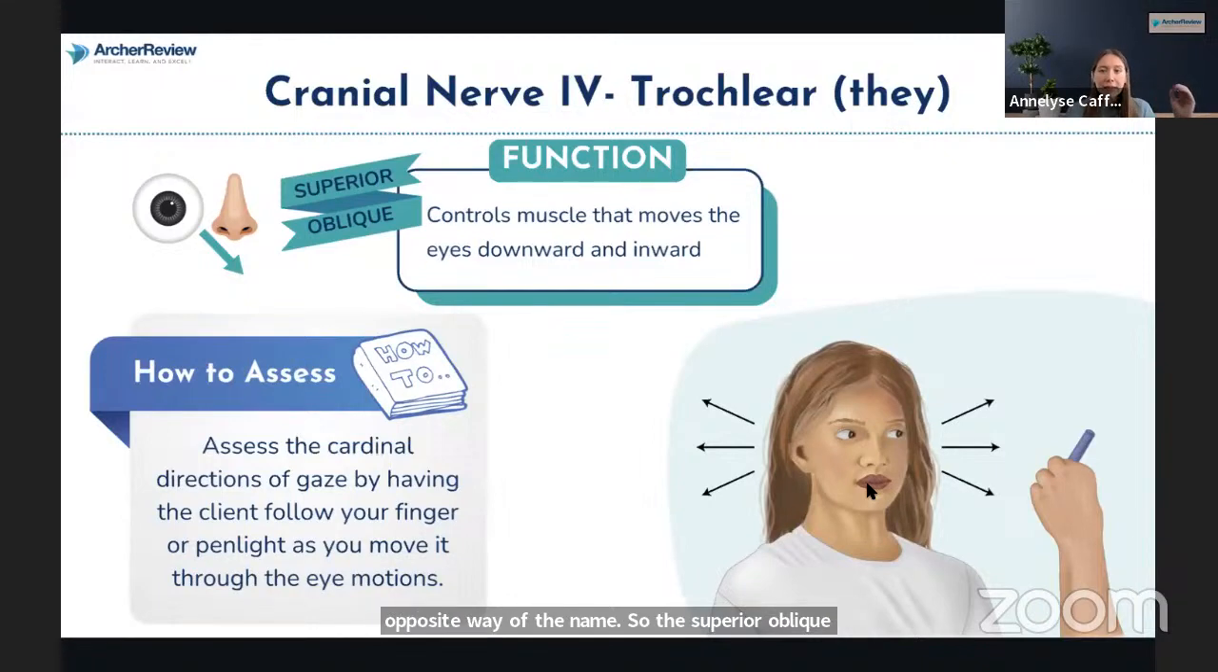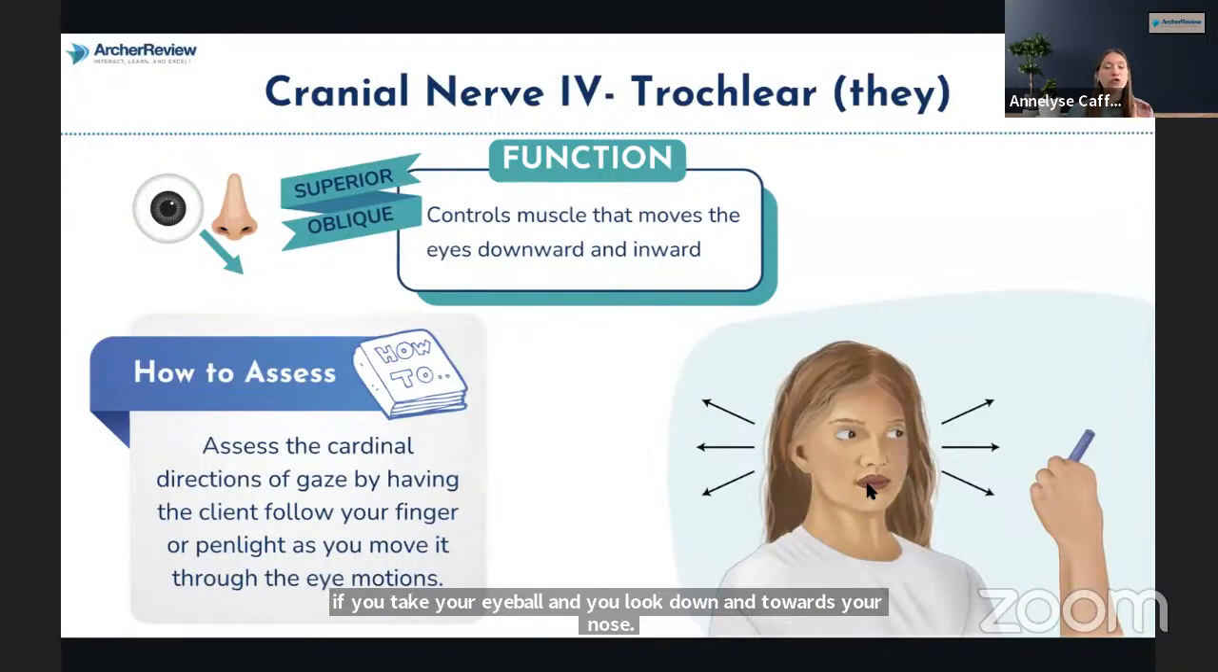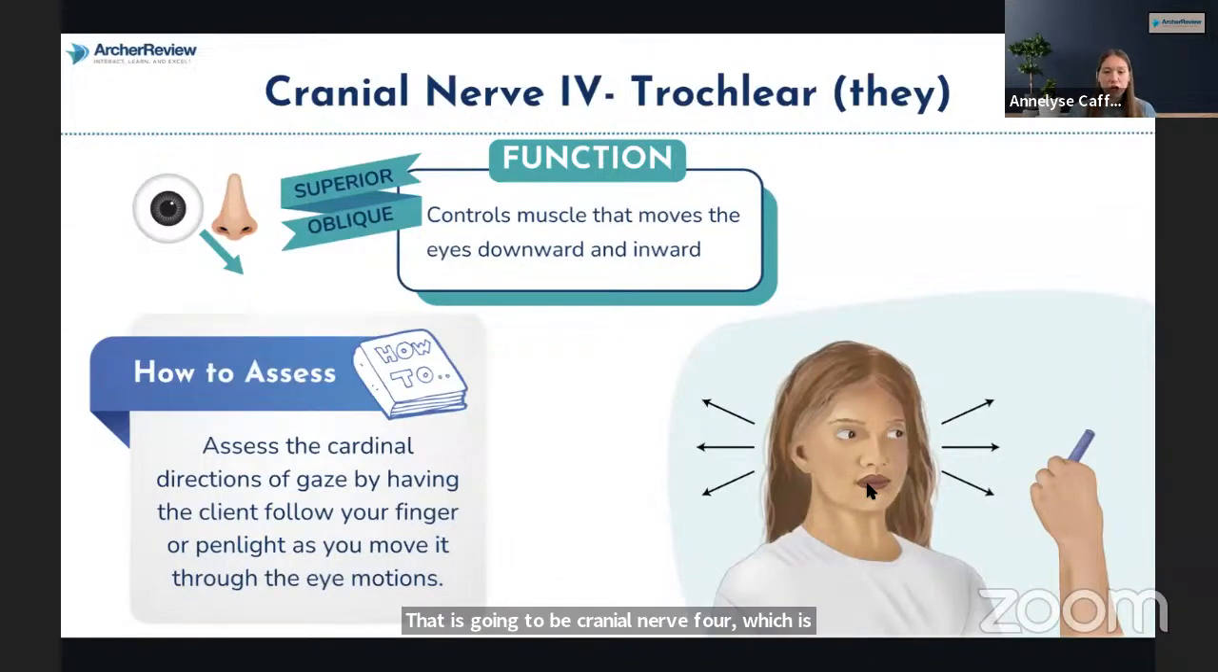So remember, oblique, opposite. If someone tells you a client has issues with an oblique eye muscle, know that they're going to have issues with eye movement the opposite of the name of the muscle. So superior oblique eye muscle causes issues with inferior eye movement, specifically down and inward. If you take your eyeball and you look down and towards your nose, that is going to be cranial nerve 4, which is your trochlear nerve. That's what that one's in charge of. Once again, you just assess that by having them look at your pen light or your finger and follow those movements.